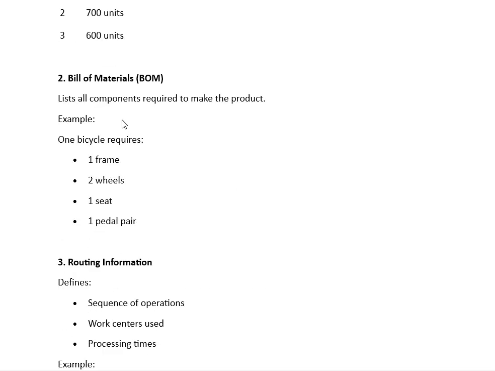Second one is the Bill of Materials (BOM). It lists all components required to make the product. Example: one bicycle requires one frame, two wheels, one seat, one pedal pair, or more components. I just mentioned four components here. There can be several components of a bicycle.